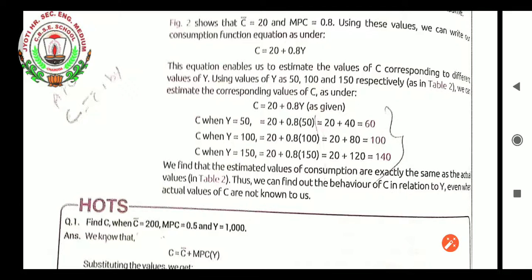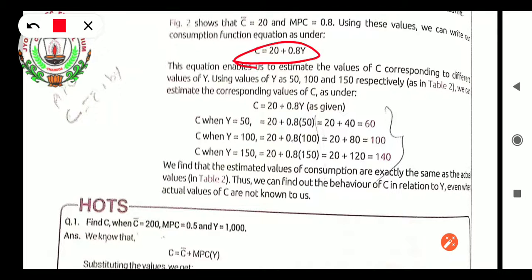Using values of Y as 50. Let us see this first equation. I will not proceed with 100 and 150 yet. Let us make it understood with this simple Y equals 50. As we got the total equation C equals 20 plus 0.8 Y, but Y is not there, we can't get the proper answer. So let us assume Y equals 50.